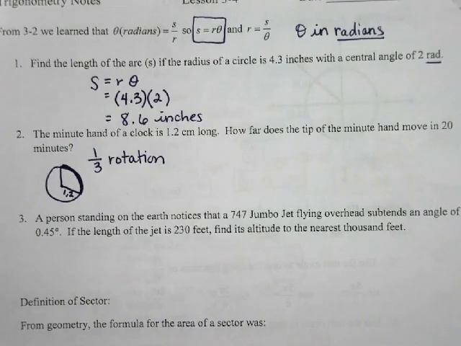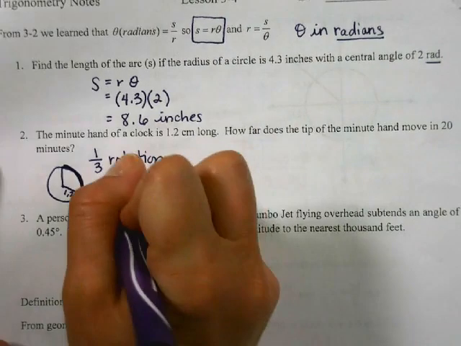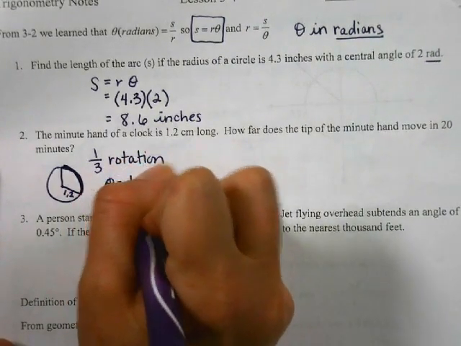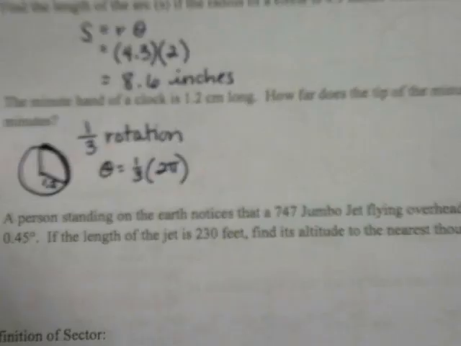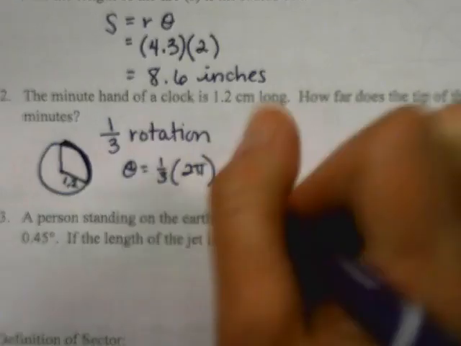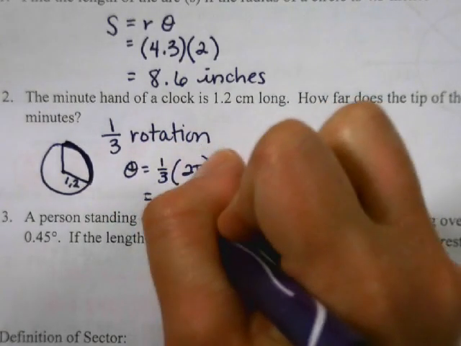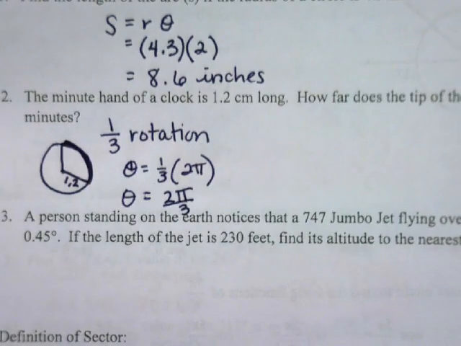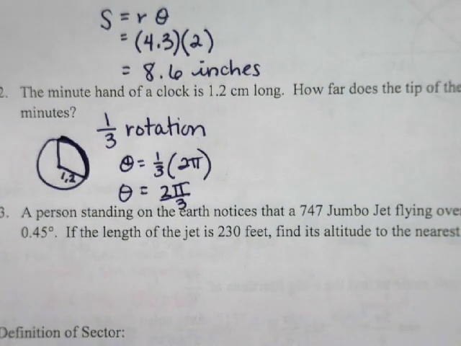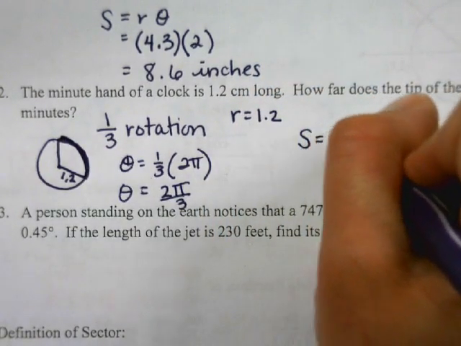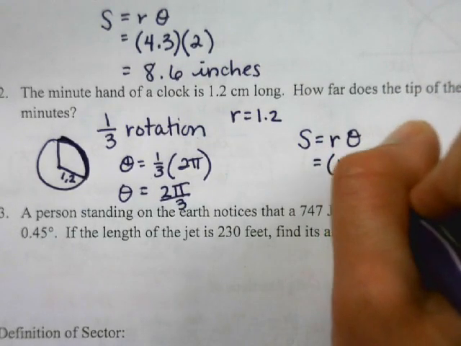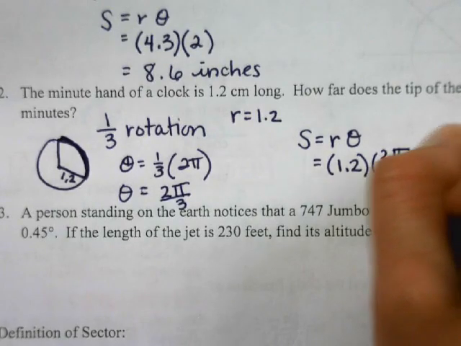What's a full rotation in radians? 2 pi, right? So I want a third of 2 pi, or 2 pi over 3, right? Okay, so there's theta. We've got R. So S equals R times theta. So 1.2 times 2 pi over 3.